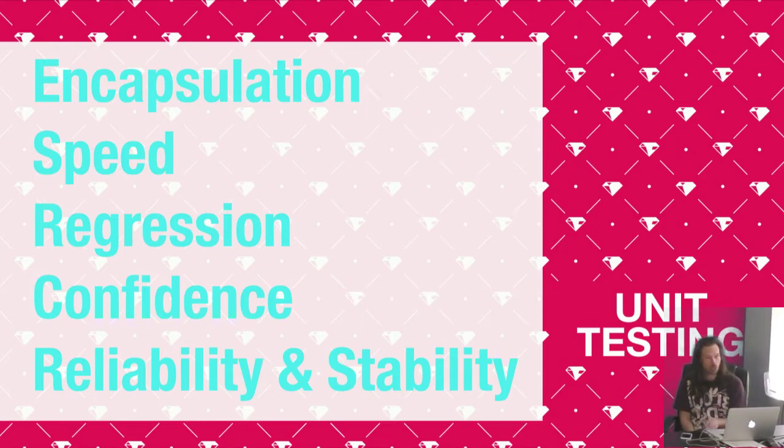This is one of the great things about unit testing. If you do good unit testing, maybe you find a bug and you didn't have a good test for it, you write a test that actually tests to make sure that bug doesn't come back, you've satisfied that regression requirement.